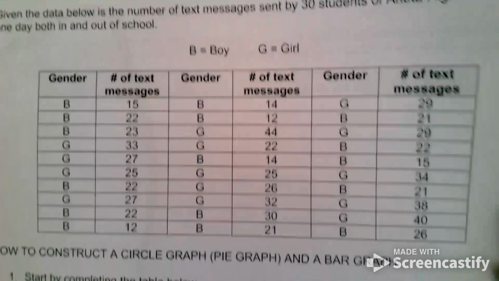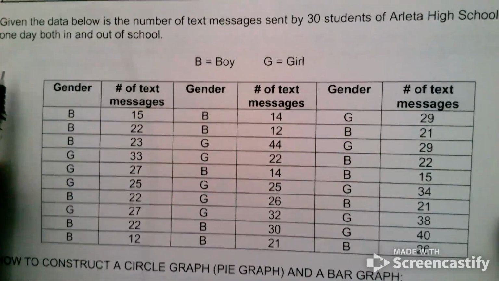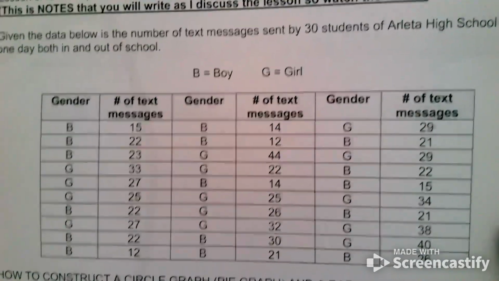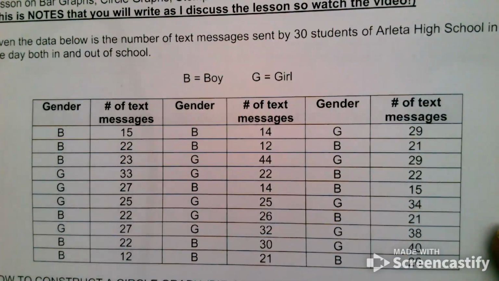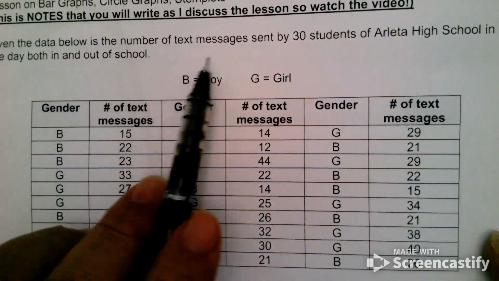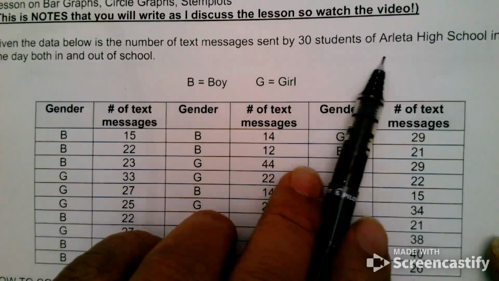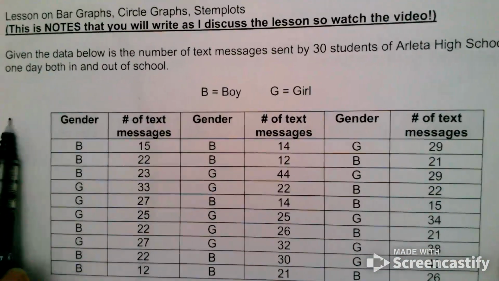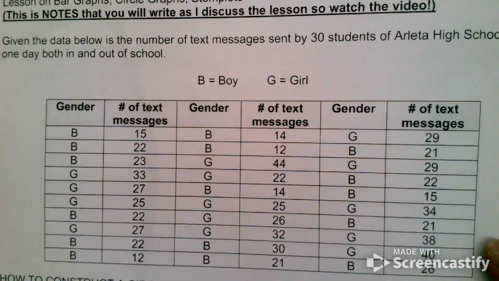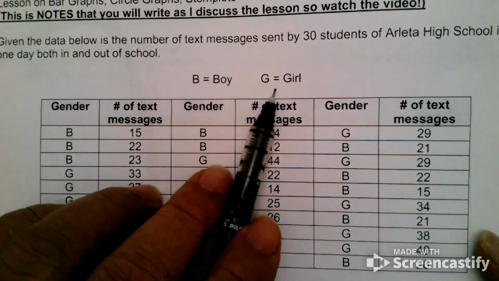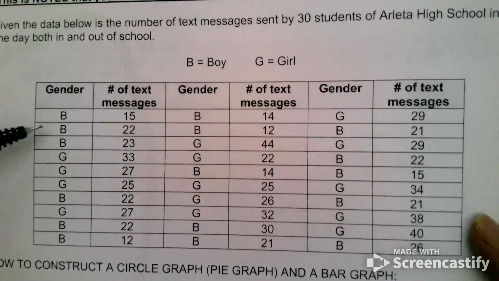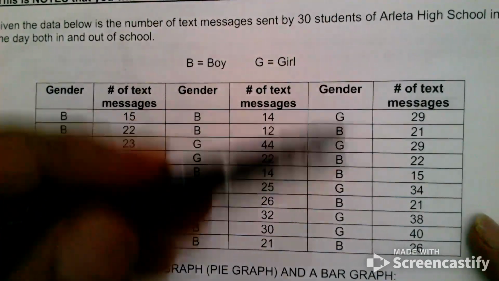Okay. So first, in order for us to construct bar graphs, we need to have data. So first we have the data below. The data is the number of text messages sent by 30 students of Arlita High School in one day, both in and out of school. As you can see, there's a legend that says B is boy, G is girl. So we have 30 students. If you count that, that's 10, 20, and 30.